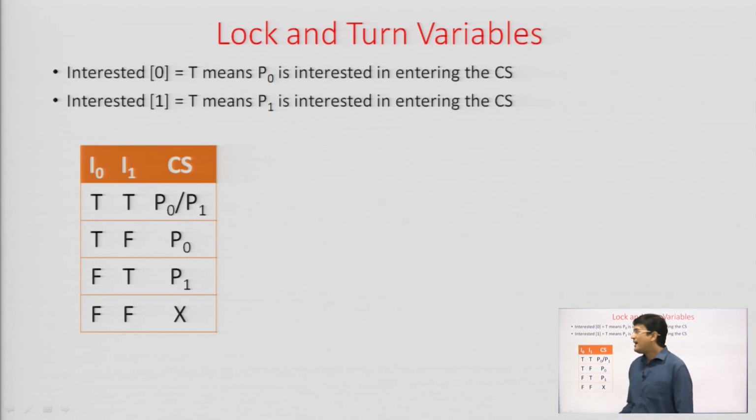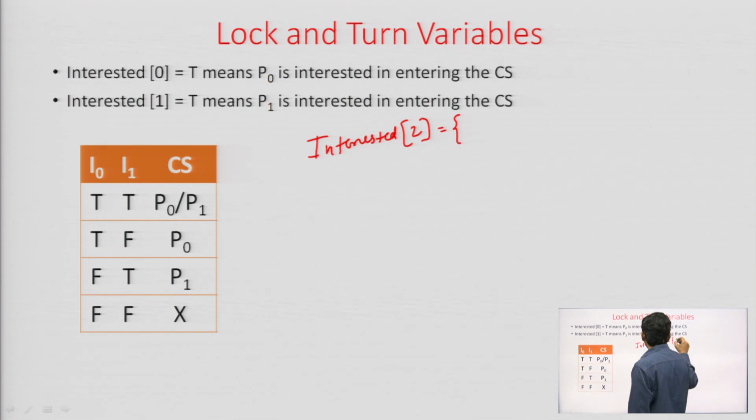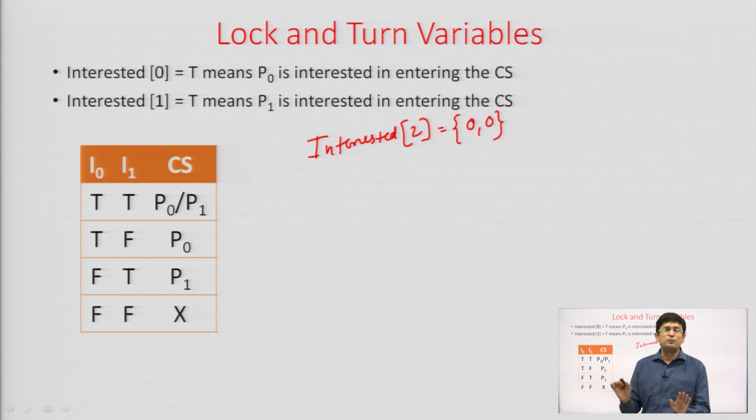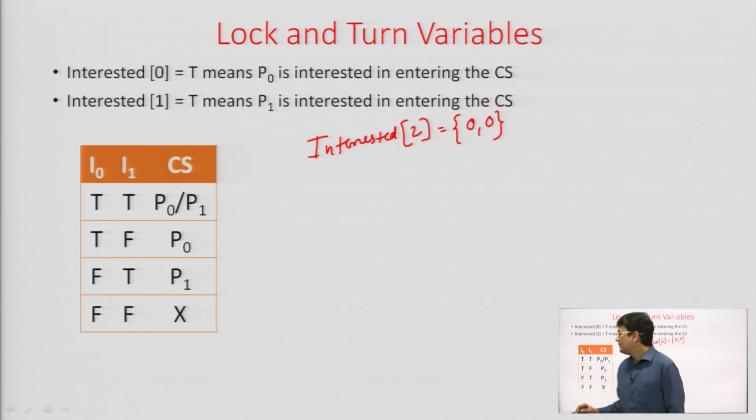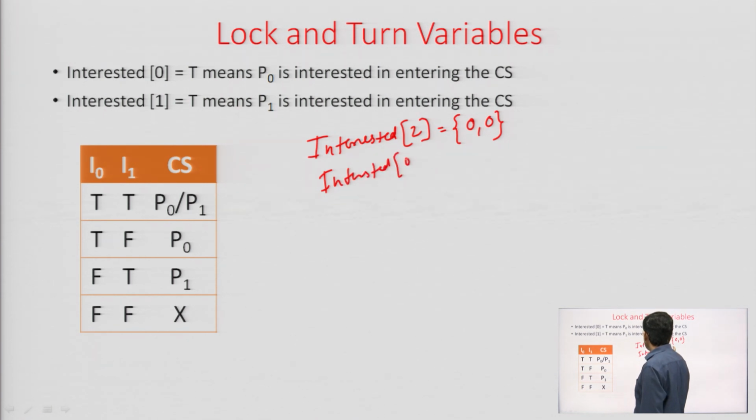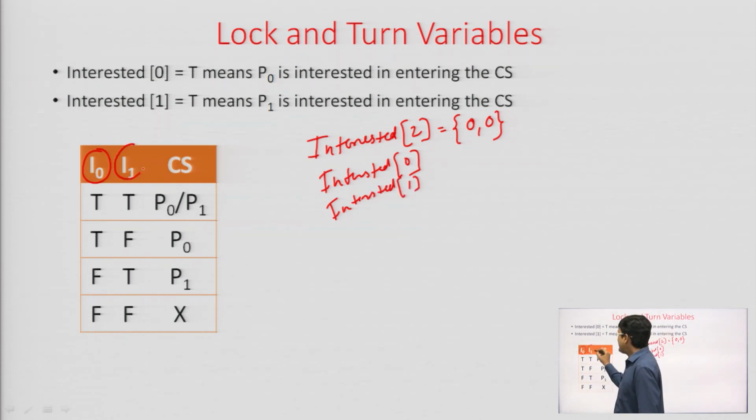So, let us say we have the interest array or interested array, and it has two values, and both are initialized to 0. It means that none of the two processes want to enter the critical section. Okay. So, interested 0 means the process number 0, and interested 1 means process number 1. In short, you can write I0 and I1. So, I0 true and I1 is also true.